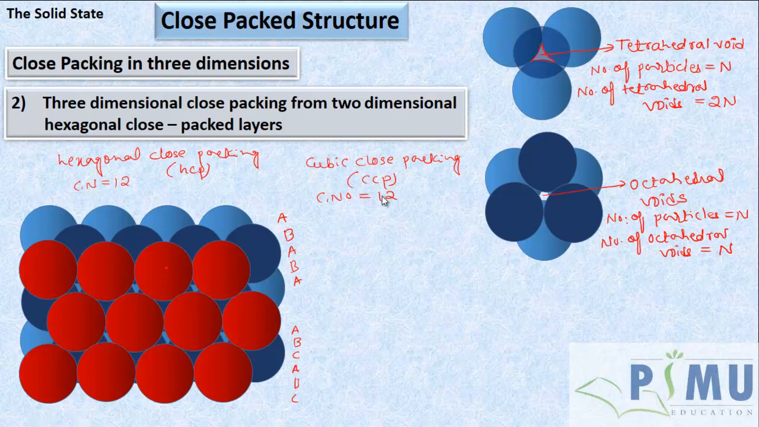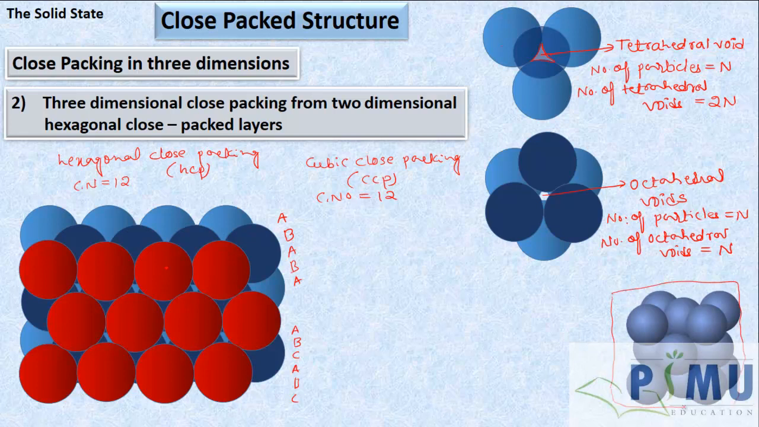So now we have two types of three-dimensional arrangement. One is hexagonal close packing or HCP, the other is cubic close packing, also called CCP. Whether it is HCP or CCP, in both arrangements the packing efficiency is highest and the coordination number is 12. When the arrangement is cubic close packing or CCP, by default it forms an FCC arrangement. If the arrangement is cubic close packing, then it forms an FCC arrangement. Students, I hope this is clear to you.